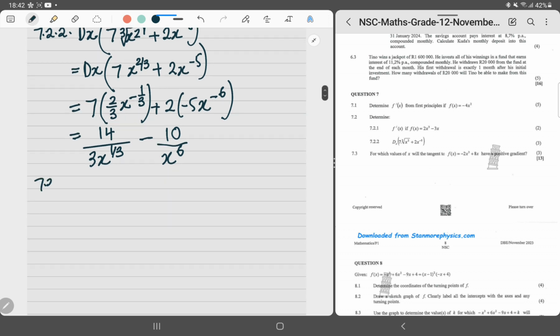7.3. For which values of x will the tangent to f at x have a positive gradient?